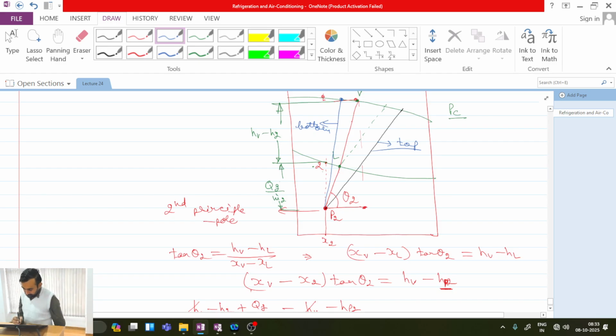And when an operating line will directly pass through point 2, that will be our condition of saturation. Okay. All are clear with this point? So these are our multiple operating lines for multiple plates. So this is how our analyzer and generator works.